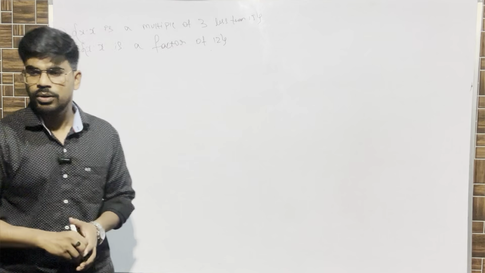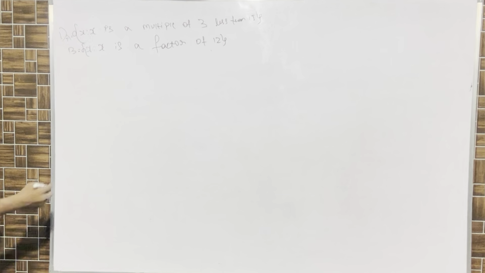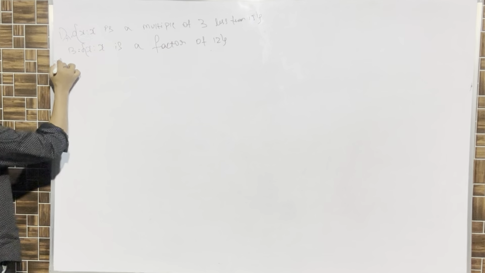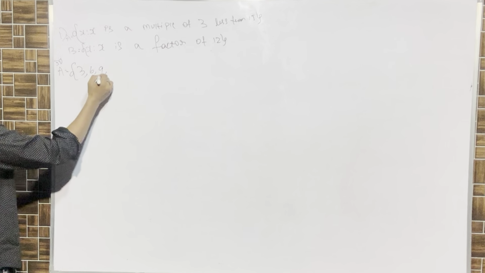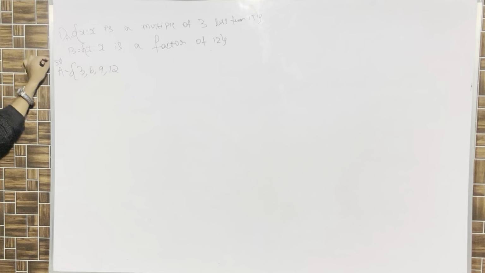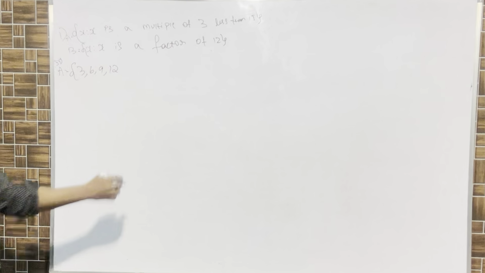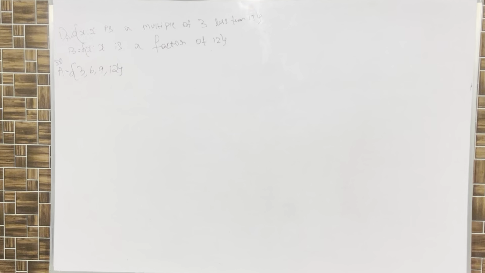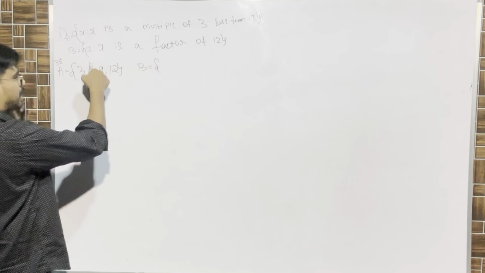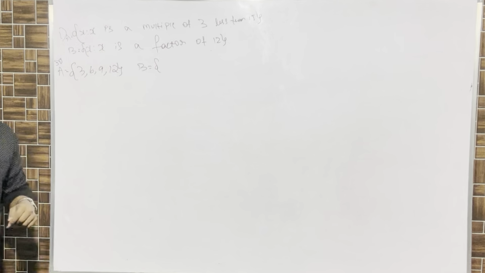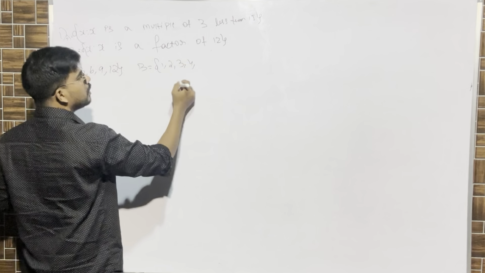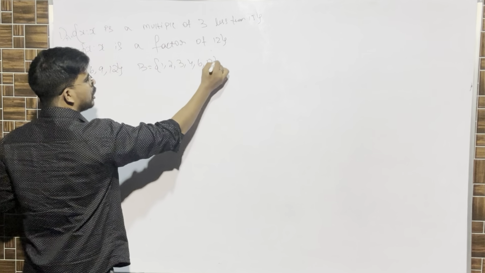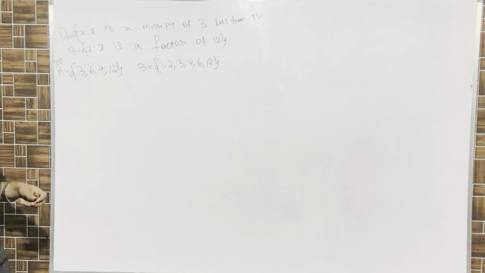So, we have to first convert this to roster form. A: multiples of 3: 3, 6, 9, 12. Less than or equal to 15, which means we have to include 15. So that's all. These are the elements of A. Next set B. Sorry, multiples of 3 was A. Next, x is a factor of 12. All the factors start from 1. It goes in 2, it goes in 3, in 4, in 6 and in 12. So these are the factors. Clear?